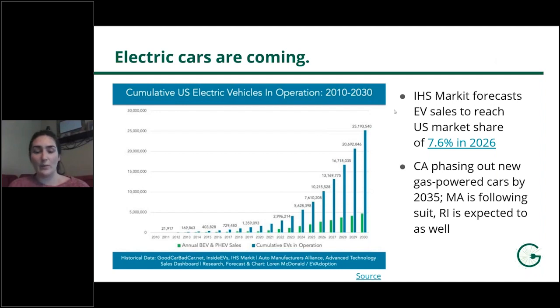We also know that more electric vehicles are coming because of different legislation that's been put into place both nationally and state by state. So in California, they are phasing out gas-powered cars by 2035, and we all know what California does. Massachusetts and Rhode Island are likely to follow, which they are. Massachusetts and Rhode Island also have state rebates for electric vehicles, so you'll see that more electric cars are definitely being incentivized and will be coming soon.